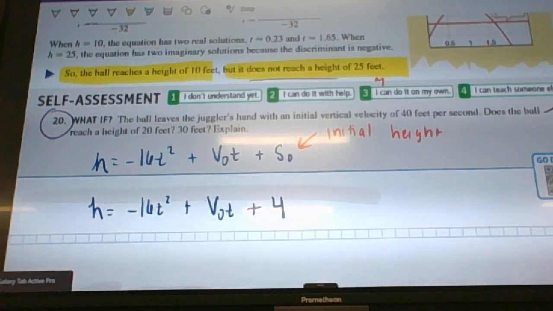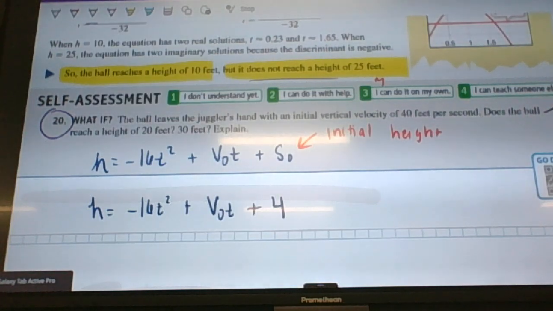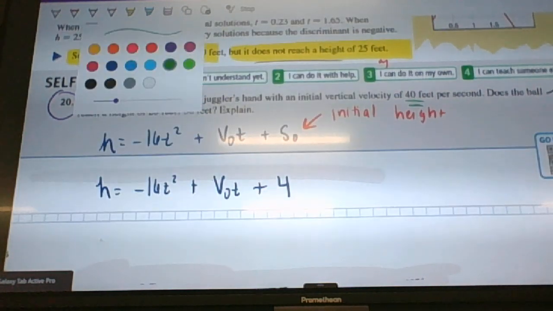Throwing his ball in the air. He's throwing his ball in the air 40 feet per second. So let's put the 40 in.